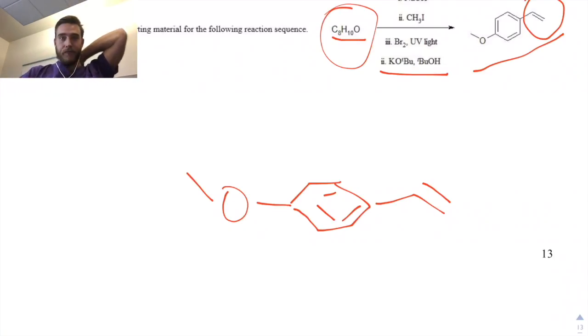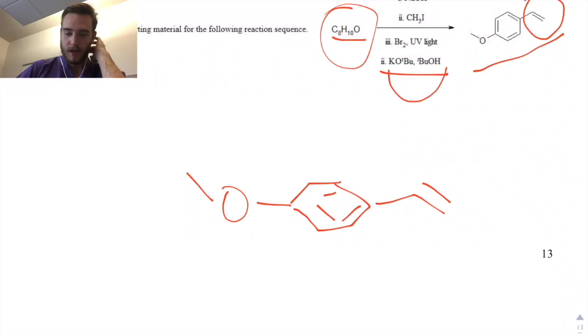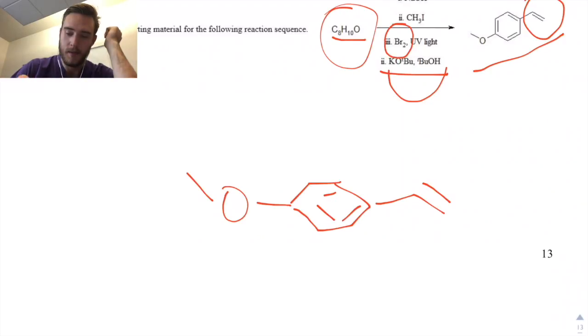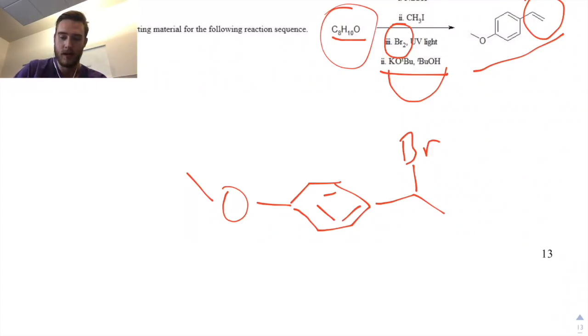We know that when we do elimination with one of these big bulky bases, we need to eliminate something, right? And we could probably guess that we're eliminating a bromine. So let's start working backwards. Before we did the elimination, there was no double bond, and we could deduce that it was probably a bromine right here, because if we added a bromine using UV light, we would want to put it in the most stable position, and this position is the benzylic position, which is very stable, the most stable position found on this molecule, so that's where we would probably have our bromine.